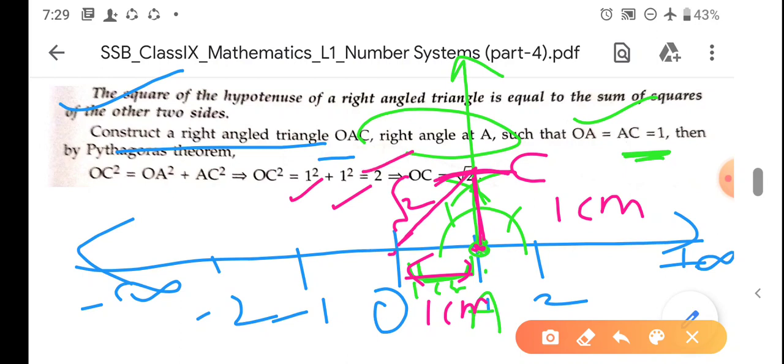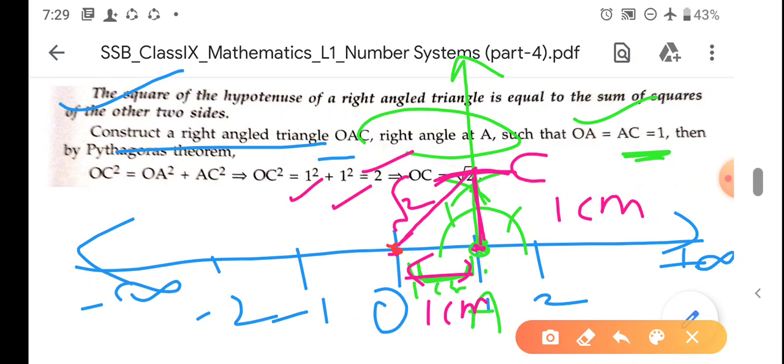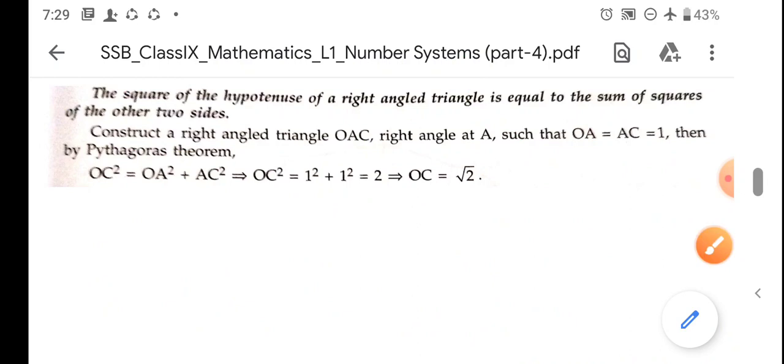Now we take this point O as the center and OC as the radius, and by filling the distance in the compass we draw an arc. It will meet somewhere between 1 and 2. So this is your 1, this is your root 2. Understand?